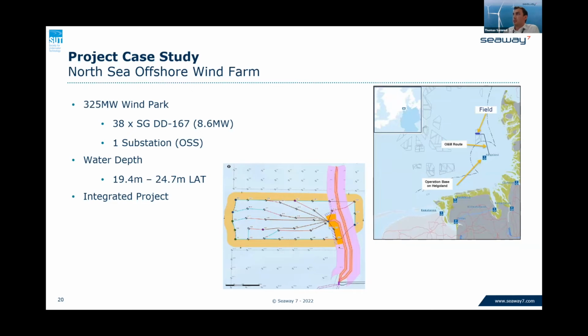Just to give you an idea of a field layout there, you can see within that yellow ring are the fixed wind foundation locations, and between each one are the inter-array cables, all feeding back to a substation. That substation then is connected to a main high voltage line going back to shore. If you look to the right of that on the bigger map, you can see the field, part of a larger cluster, and a route there for O&M during the life to Heligoland, and also the operational base on there as well.